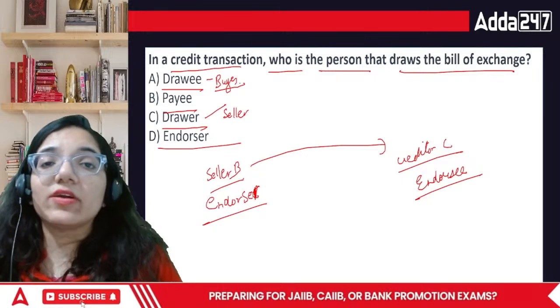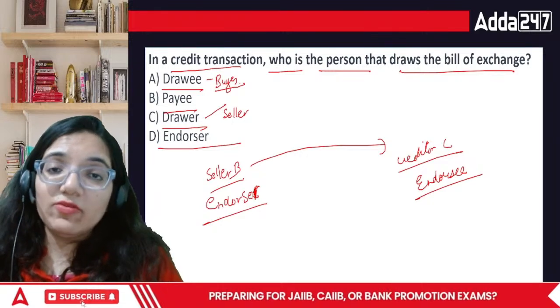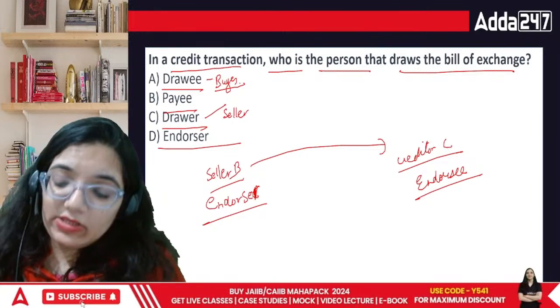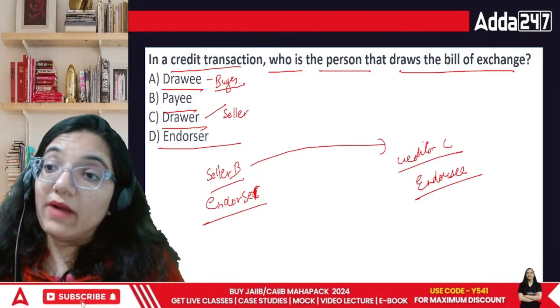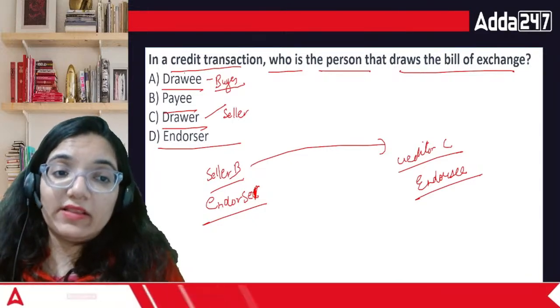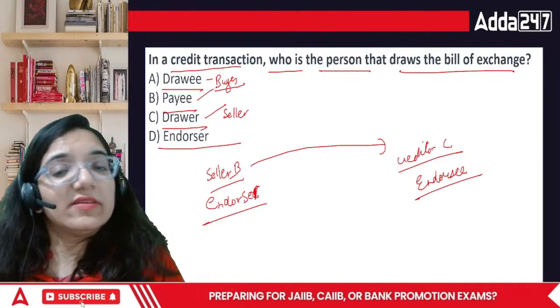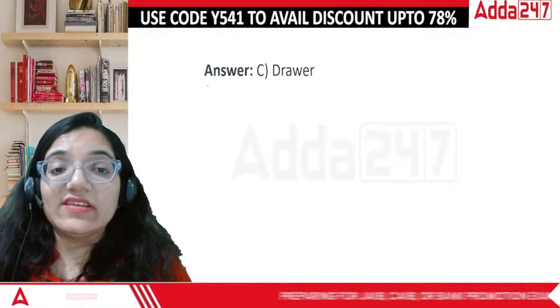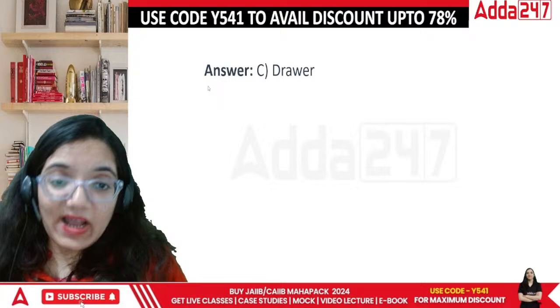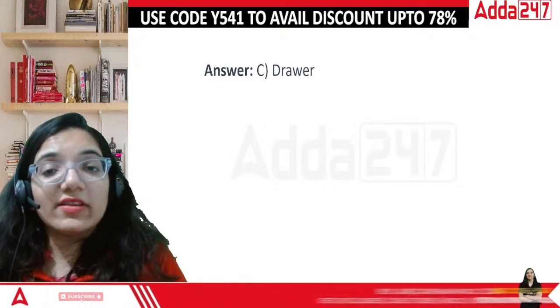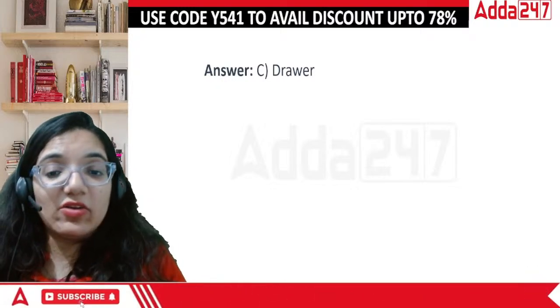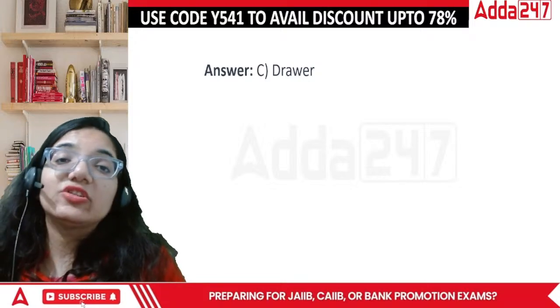Now, what will the drawee do? He will say, okay, I'll pay you after this much amount of time, either you or the person whom I order you to pay. And the person whom I order is the payee. Right? So these are the various parties. The answer is drawer. In this case, he draws the bill on these people, so this becomes the drawee.